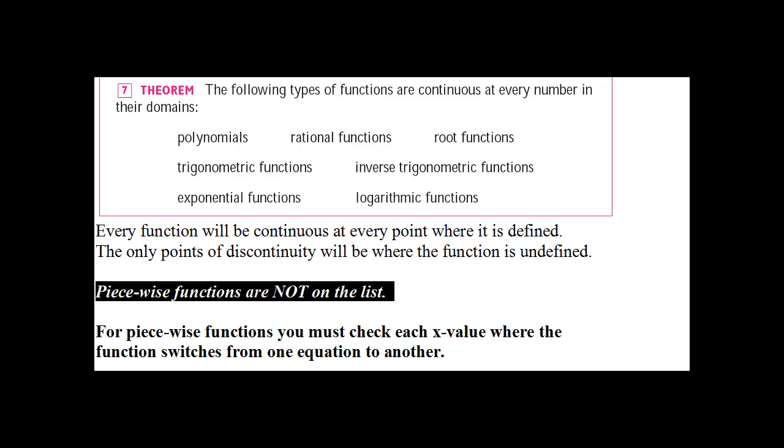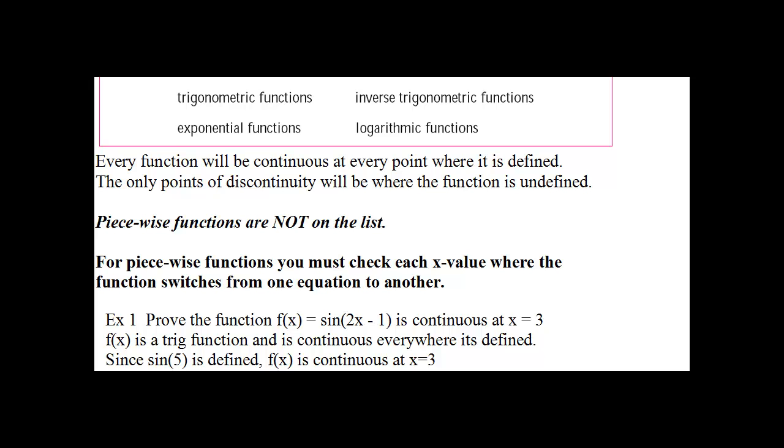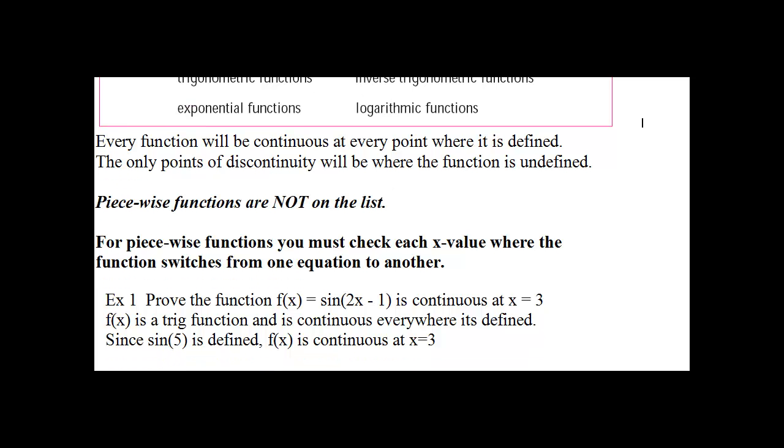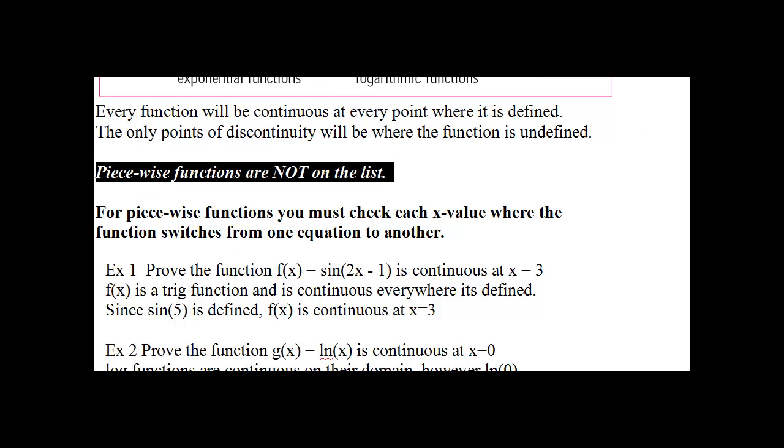Let's try an example. Prove the function f of x is equal to the sine of 2x minus 1 is continuous at x equals 3. Since f of x is a trig function, it is continuous everywhere that it is defined. If we replace x with a 3, we get the sine of 5, which is defined. F of x, therefore, is continuous at x equals 3.